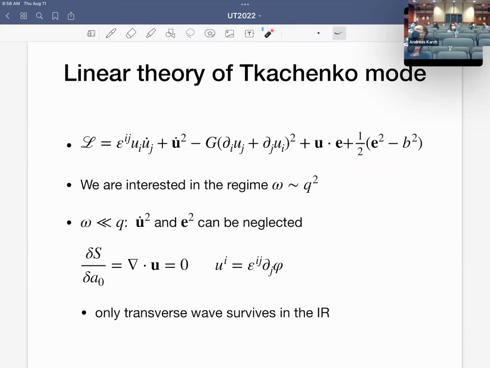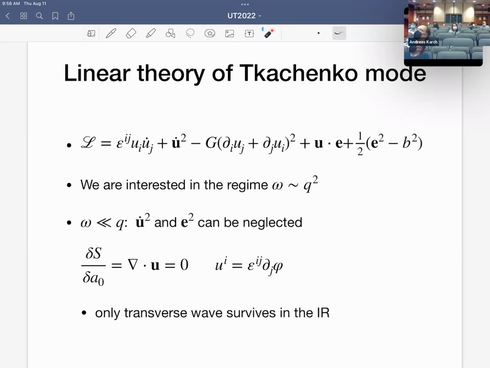And for the lattice, we have just the usual phonon action, and then we also add this Berry phase term in the Lagrangian. We are now interested in the regime omega of order q squared. We will see that we get that, but let's assume it in the beginning. So assuming omega is of order q squared, that means omega is much smaller than q.